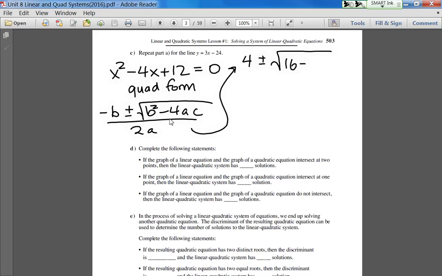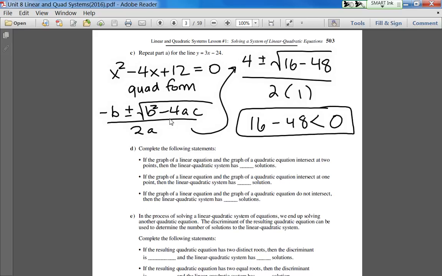Minus, ooh, I'm starting to see something. Because 4ac is going to be bigger than 16. What's 4ac? 4 times 1 times 12? 4 times 12, help me out, 48? Okay, automatically some alarm bells should be going off. 16 minus 48 is less than 0. You cannot take the square root of a negative, so no solution.